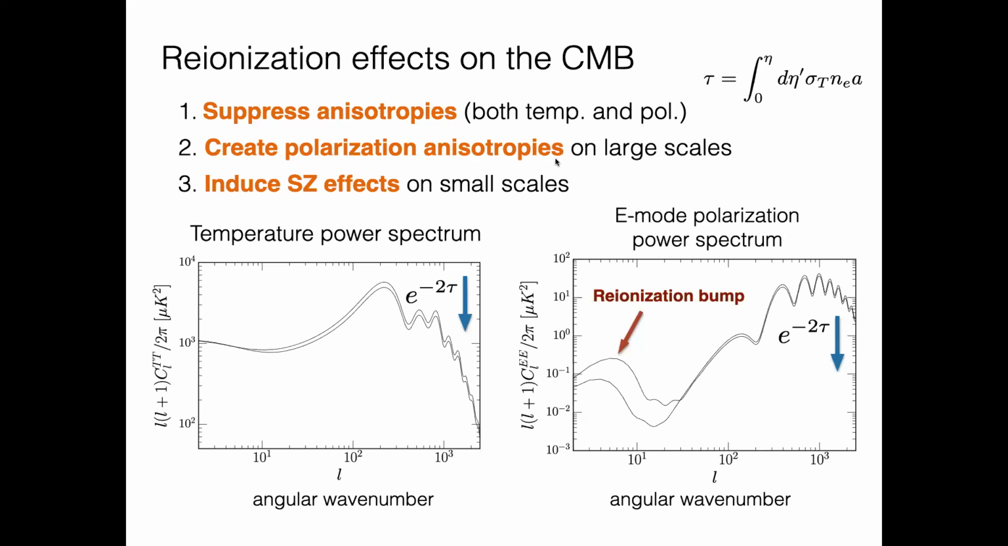It also creates polarization anisotropies on the large scales, as I just showed over here. So small angular wave number, large scales, is the left. In addition, it also induces a Sunyaev-Zeldovich effect on the smaller scale, which is also a great way to probe the inhomogeneity and duration of reionization, which I will not go into much detail over here. So we will focus on using this E mode polarization power spectrum and its signature of reionization.